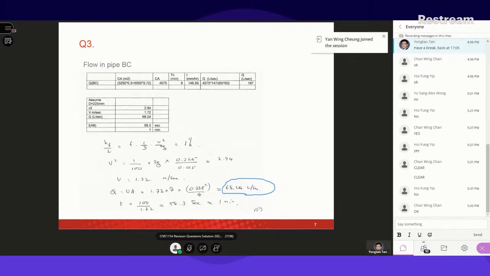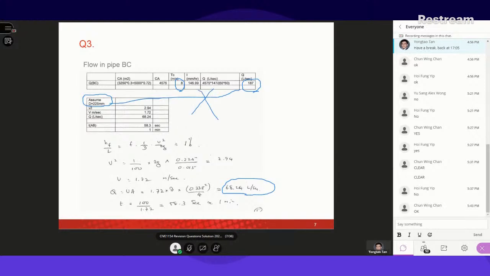Now next after we get the time, so we can get the peak flow in the pipe BC. So you can see that the peak flow in pipe BC is 187. So the 225 millimeter diameter is not suitable. Okay, is not suitable.